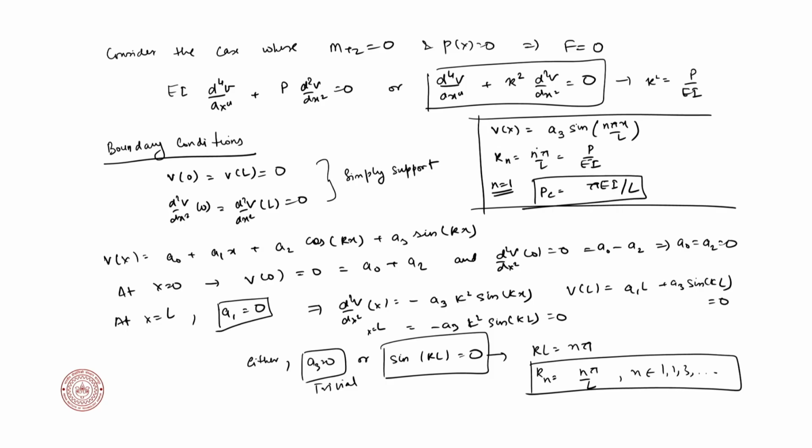Again k square, Kn square, square of this, is pi square EI over L square. So, this mode of oscillation is called the Euler oscillation or the Euler vibration of beam buckling.